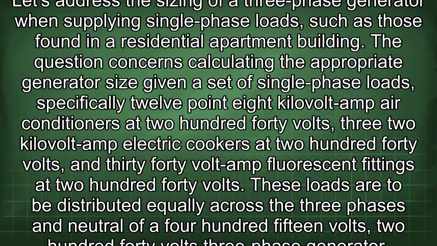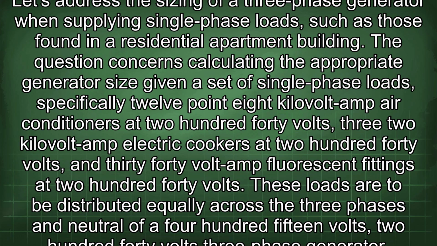Let's address the sizing of a three-phase generator when supplying single-phase loads such as those found in a residential apartment building. The question concerns calculating the appropriate generator size given a set of single-phase loads, specifically 12 0.8 kVA air conditioners at 240 volts, 3 2 kVA electric cookers at 240 volts, and 30 40 VA fluorescent fittings at 240 volts. These loads are to be distributed equally across the three phases and neutral of a 415 volt, 240 volt three-phase generator.